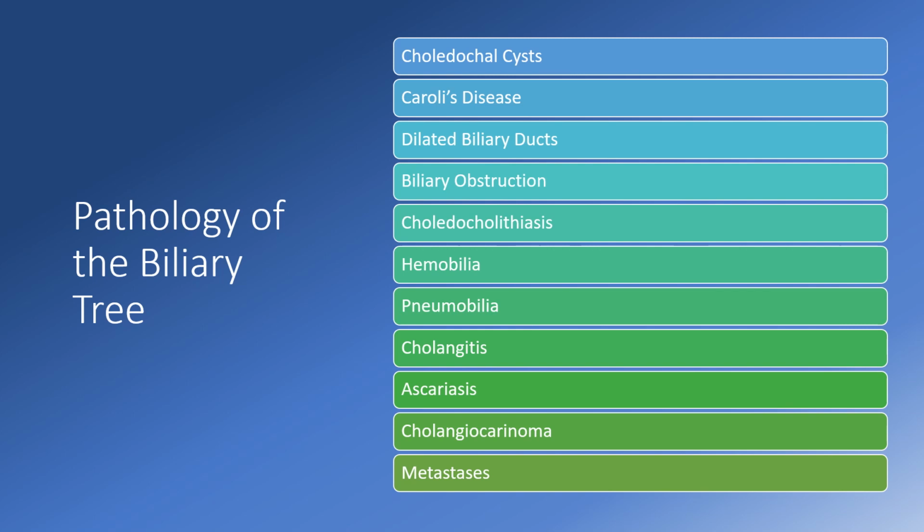All right, we're going to move on to all of the things that can go wrong with the biliary tree itself. So with the ducts, we can see choledochal cysts, Caroli's disease, which is a type of choledochal cyst. We can see dilated biliary ducts, biliary obstruction, just as you can get a stone in the gallbladder. Those stones can move and become obstructed in the ductal system. Choledocholithiasis, which is stones in the duct. Hemobilia, pneumobilia, cholangitis, ascariasis, which we've talked about before, and then cholangiocarcinoma and metastases.